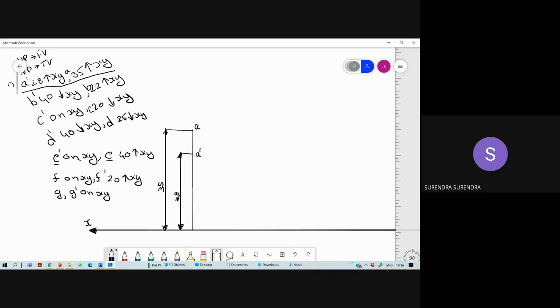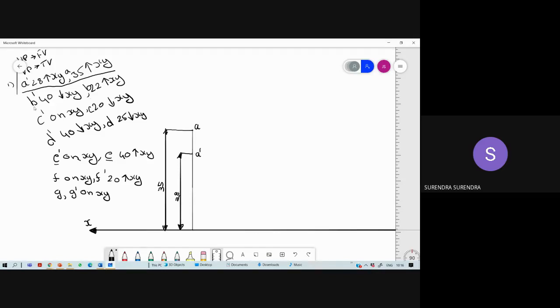A dash is 28 mm above the XY line and A is 35 mm above the XY line. So here the condition is both A and A dash must lie on the same line, a line perpendicular to the XY line. Draw a perpendicular line to the XY line, and on this line we should represent both A dash and A. This is called the projection line, the line joining front view and top view.